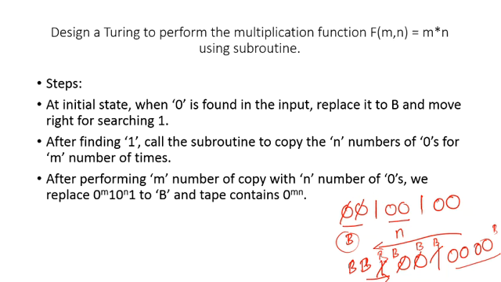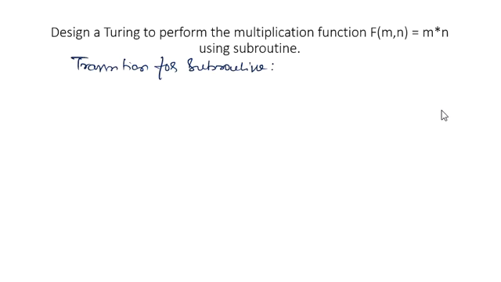Let us see how we can design the transition function. First, we will write the transition function for the subroutine alone. For each 1, in 0 0 1 0 0 1, when this is made B, for this single B, this has to be repeated twice. Again, this has to be repeated twice. So we will have two transition diagrams.